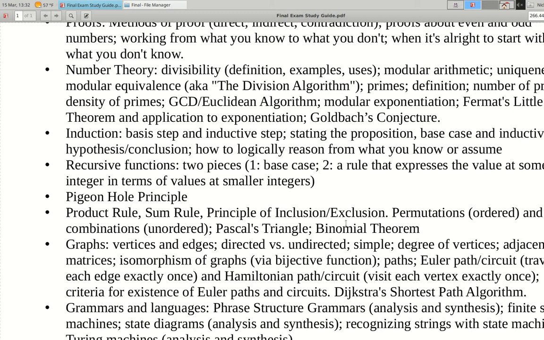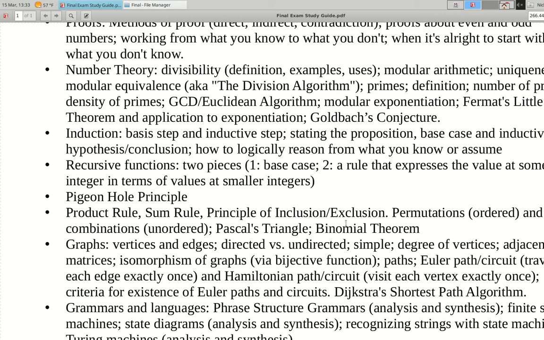Pigeonhole principle: if you have n objects and you have fewer than n bins to put them in, at least one bin is going to have at least 2 objects in it. That's the hand-waving definition of the pigeonhole principle. There's a formal definition, but basically if you've got more things than you have places to put them, you're going to have to double up somewhere. So you should know that.